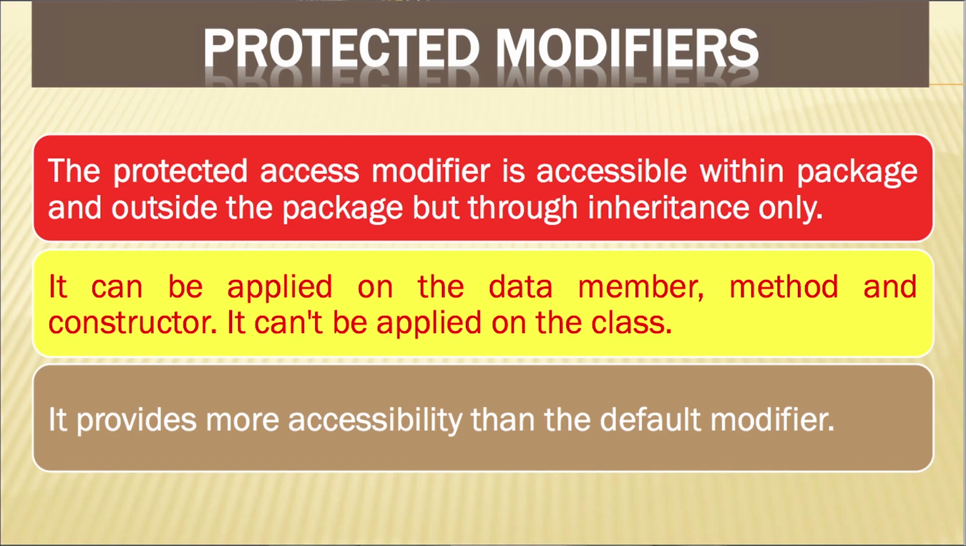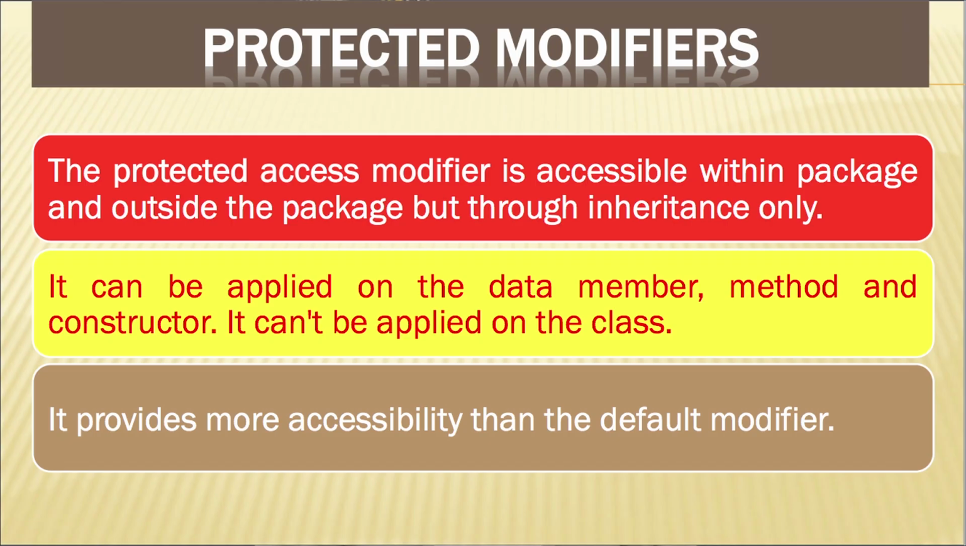And now the third one is the protected modifier. This is also a very important modifier. So you can see here there are four access modifiers. First is private, second is default. I have explained private and default, and the third one is the protected modifier.